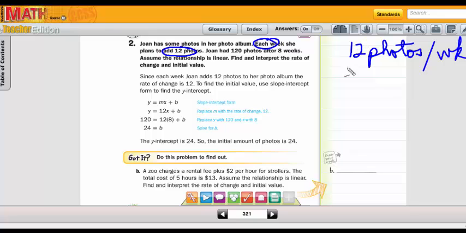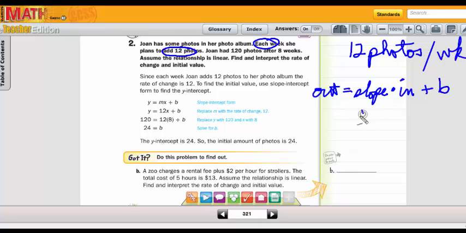Well, first of all, the rate of change I think was quite simple. The rate of change is 12 photos per week. So we're going to have output equals slope times input, and then we're going to add b. Remember, b stands for our y-intercept. That's one of the things we're going to be looking for. So we have output and input and slope.